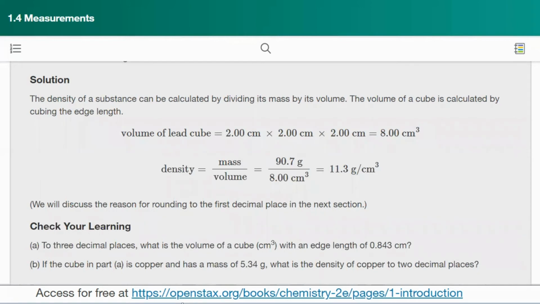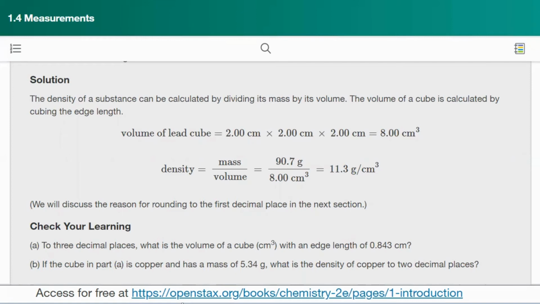Just to point out, the units are also taken to the third power because you multiply the units by themselves 3 times. Density equals mass divided by volume. So we take 90.7 grams divided by 8 cubic centimeters. We get 11 grams per cubic centimeter. We will discuss the reason for rounding to the first decimal place in the next section.